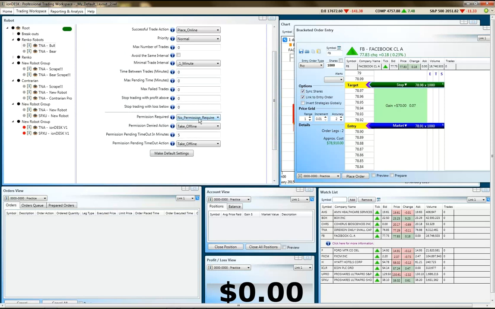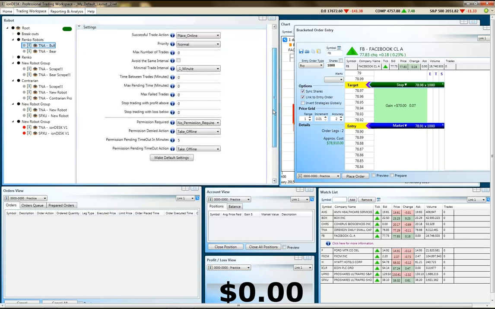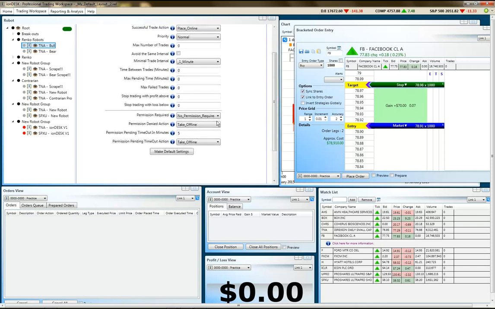So right now, this robot doesn't require any permissions. I'm sorry, we're looking at this guy, I think. Okay. So this robot doesn't require any permissions, but what we're going to do is say, yes, I want you to require permissions by alert box. Now, we could say by email or by email and alert box.